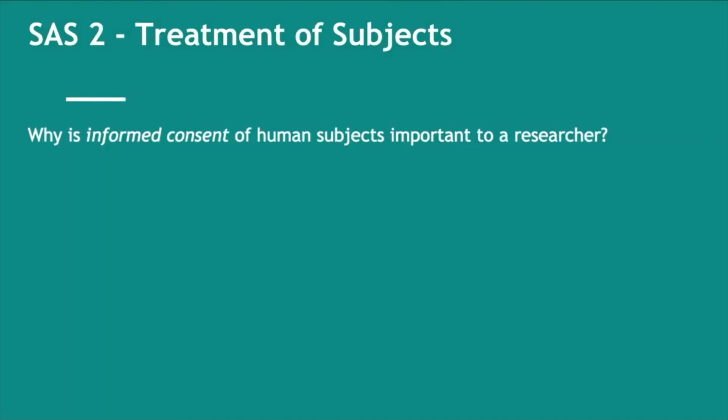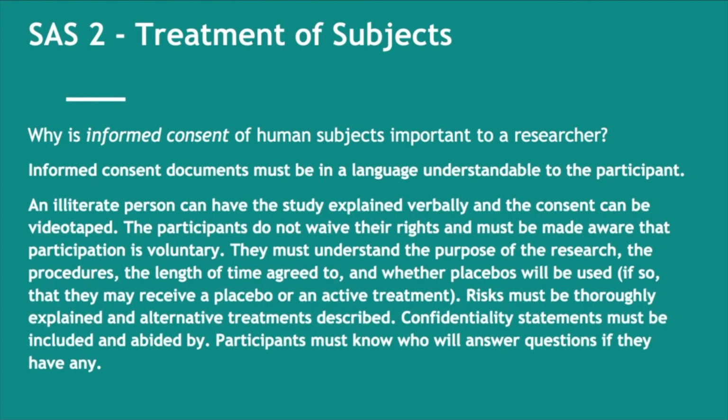Why is informed consent of human subjects important to a researcher? Well, here it is. It must be in language understandable to the participant. Let's say you have an informed consent document that is in English, but the participant only understands Chinese. So a Chinese person or an illiterate person, let's use that example too, can have the study explained verbally and the consent can be videotaped. If they understand it in a different language and we videotape their consent, that would work. And the participant doesn't waive their rights, and must be made aware the participation is voluntary.